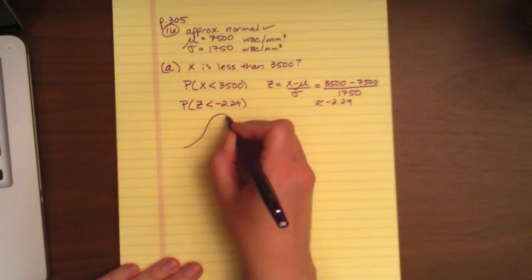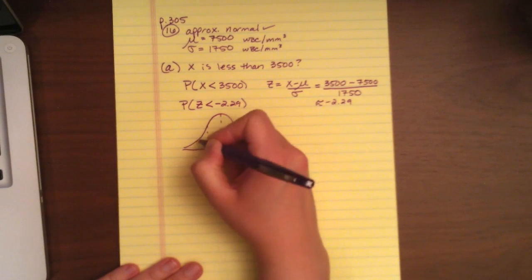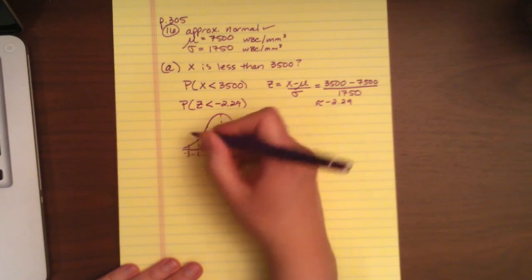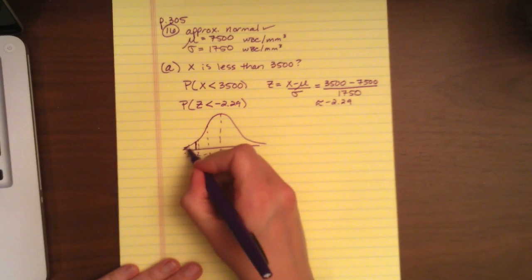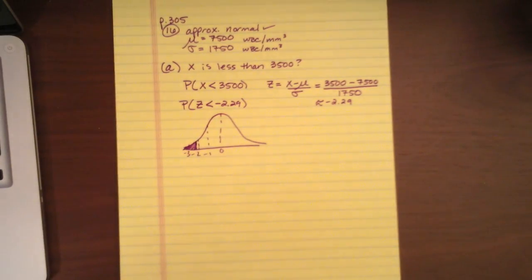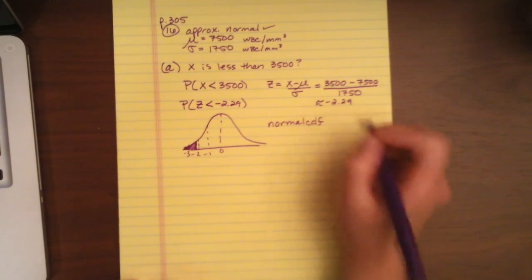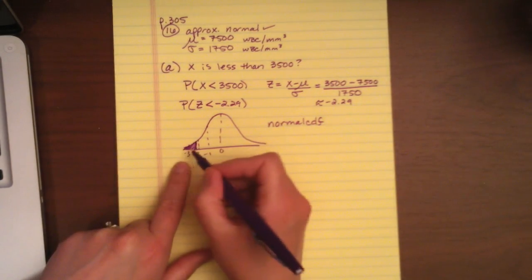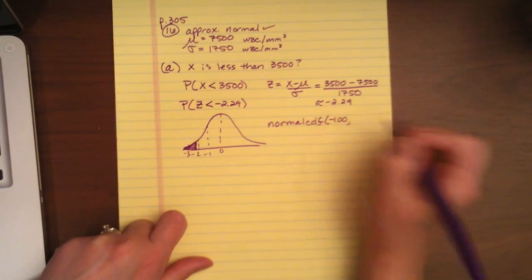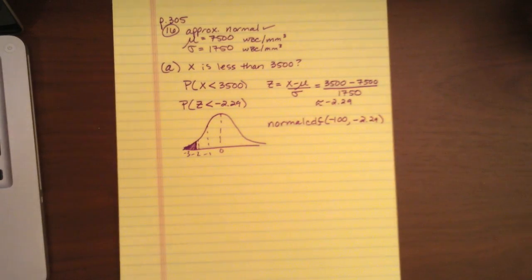And if we're thinking about our normal curve, that looks again something roughly like this. Here's our 0, negative 1, negative 2, negative 3. Negative 2.29 is going to be, you know, here somewhere. And being less than that, we'll be shading on the left. That's going to be a pretty small probability. So we're expecting something small when we do our normal CDF. And here when we do our normal CDF, again we'll put in our leftmost endpoint, which since we're going all the way to the left, we'll put our negative 100 placeholder in there, all the way up to negative 2.29.